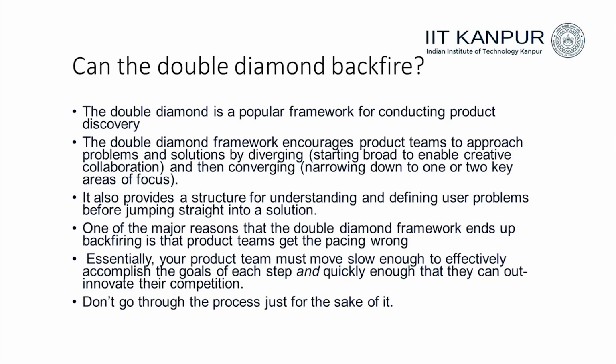It provides a structure for understanding and defining user problems before jumping straight into a solution. Okay. So, it really creates a structure where you can define the user problem. A lot of time in the double diamond process is spent in discovery and defining. Okay. You spend a lot of time there. So, that is the reason it can backfire, that is, product teams can get the pacing wrong. They may spend a lot of time doing discovery and defining.